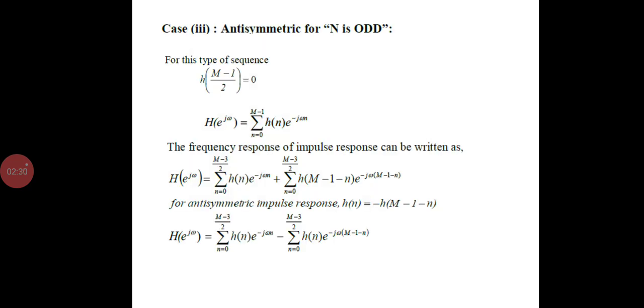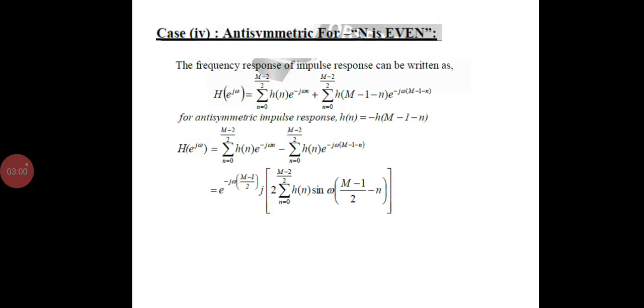Next is the antisymmetric response for M odd. In the case of an antisymmetric filter, the middle term is equal to 0. We take the middle term as 0, therefore h of (M minus 1) by 2 equals 0. We then split the equation and apply the antisymmetric condition, h of n equal to minus h of M minus 1 minus n. After applying this condition and simplifying, we find the magnitude and phase.